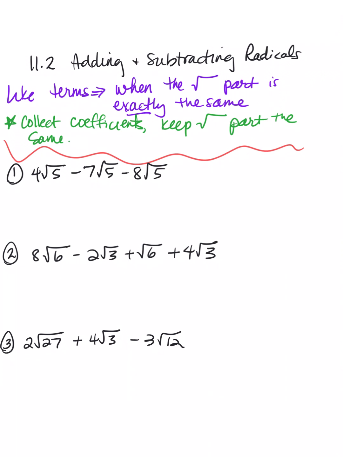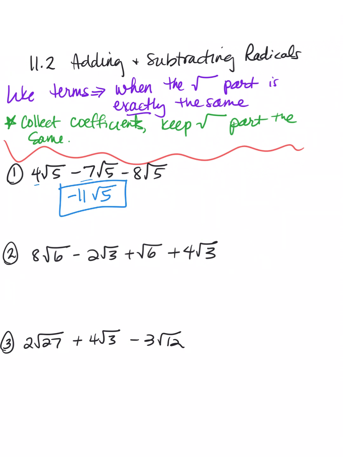So let's look at this first example. If I look at number 1, I have 4 square roots of 5 minus 7 square roots of 5 minus 8 square roots of 5. Well, notice the square root of 5 part is the same. They are the same, so they are like terms. So I know square root of 5 is my answer. Then I'm going to go back and collect my coefficients. 4 minus 7 is negative 3. Negative 3 minus 8 is negative 11. And that is my answer.